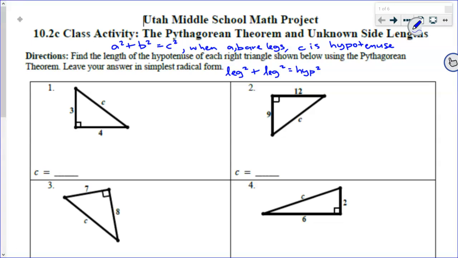Exactly, and not usually, always. It always is. The way we know what the hypotenuse is: here's the right angle, and the hypotenuse is the one that's opposite that. That makes it the longest side. That is the definition of the hypotenuse, the one that's opposite of that right angle.